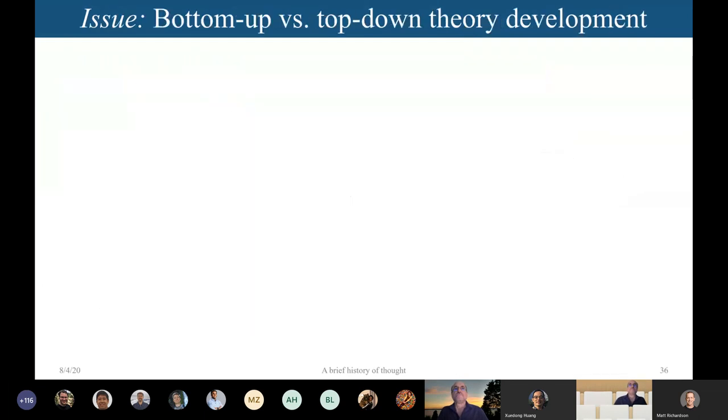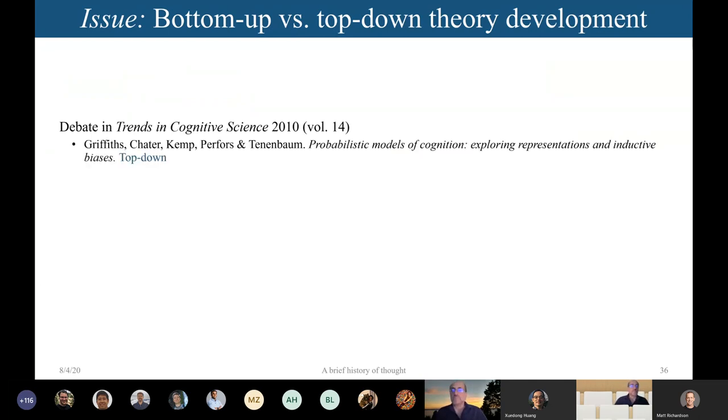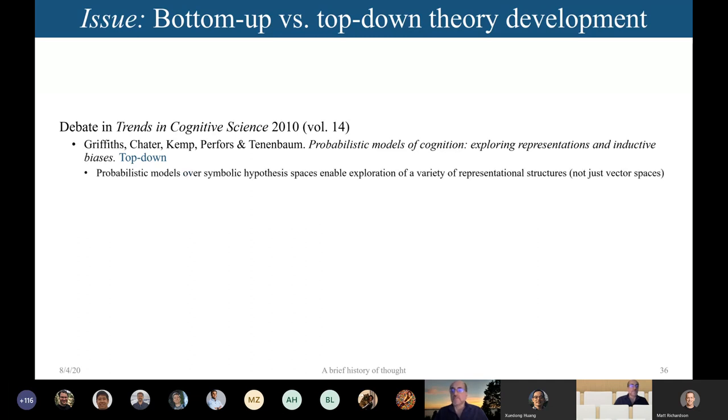So from that, I want to pass to a much more recent debate, an East-West debate in Trends in Cognitive Sciences in 2010. In this debate, a main issue was whether cognitive theory is bottom-up or top-down. Tom Griffiths, Nick Chater, Charles Kemp, Amy Perfors, and Josh Tenenbaum argued that probabilistic models over symbolic hypothesis spaces enable exploration of a variety of representational structures, not just the vector spaces of neural nets.